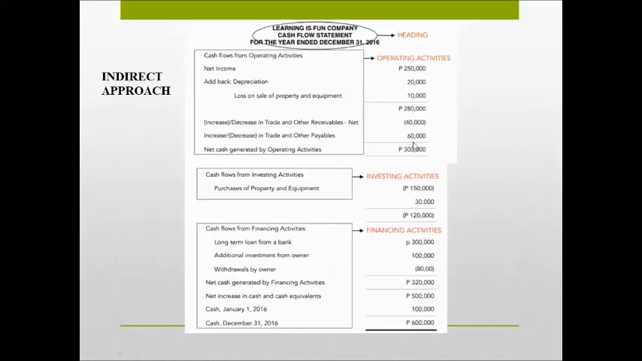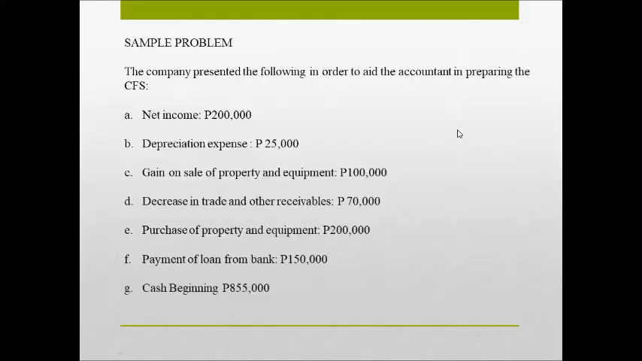All right. So let's proceed sa ating mga exercises. So before we begin, I just wanted to ask first. So how do we know sa isang problem like this problem if we are using direct or indirect approach? So as you will see the given here, so what kind of cash flow statement kaya ang gagawin natin based sa mga given na binigay ko? So is it direct or indirect?